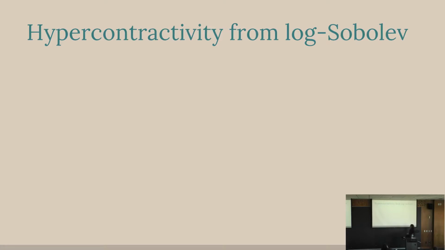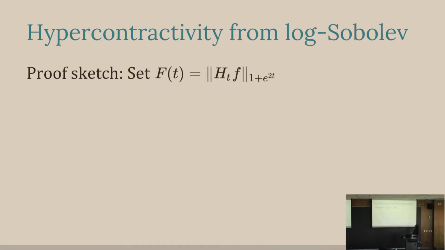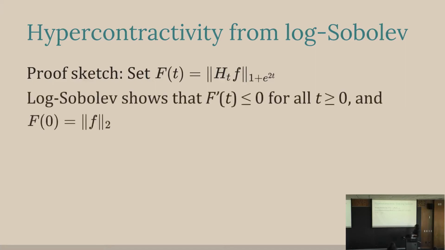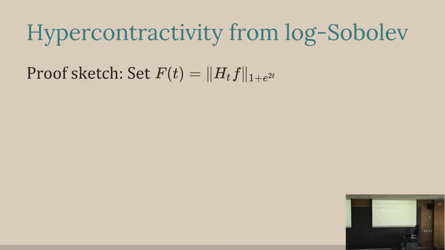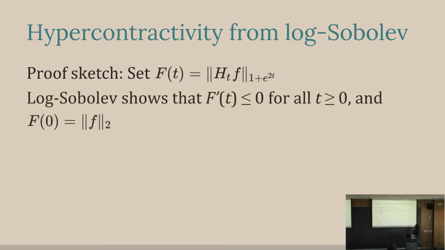Yeah, so it also turns out that the hypercontractivity that we were talking about is actually equivalent to this log-Sobolev inequality. The proof is kind of technical, so I won't go into it. Basically we define a function that's the heat operator of f with this norm that's 1 plus e to the 2t, which is just a number I picked out of my hat. Then you differentiate this function, and somehow you can use the log-Sobolev inequality to show that this is always negative. And if you plug in 0 here, you just get the 2 norm of f.